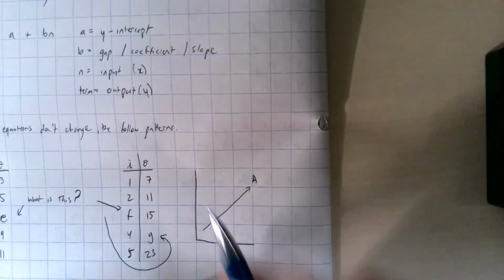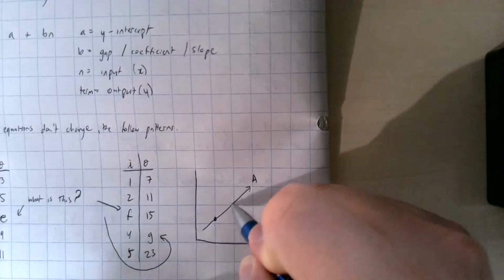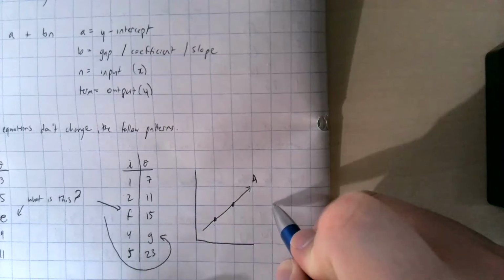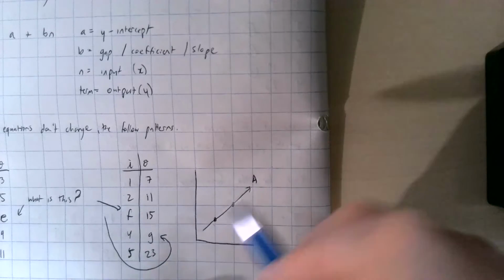And you could tell me, if I don't give you this value right here, or if I give you this value and this value, you could tell me what this value is going to be and what this value is going to be. You can tell me all these things because it follows the same pattern. It doesn't change. It's just one straight line.